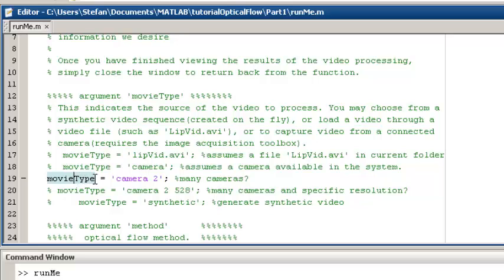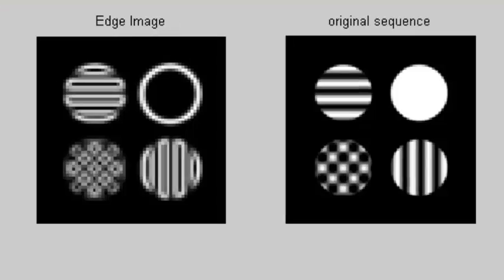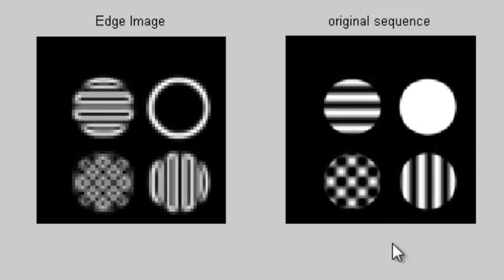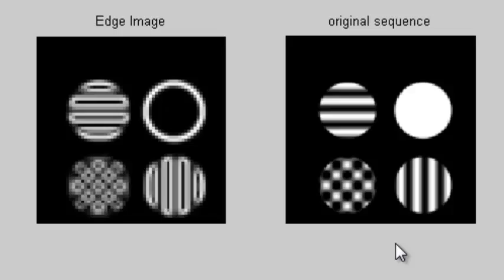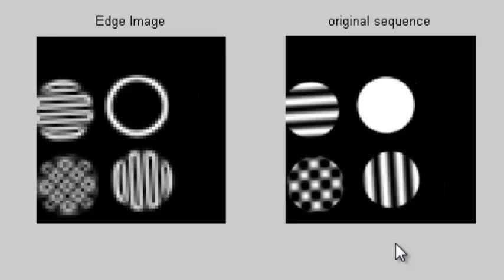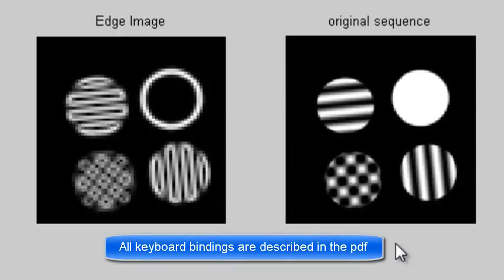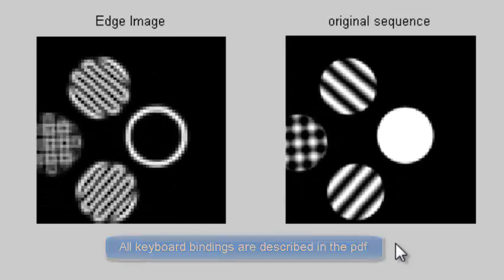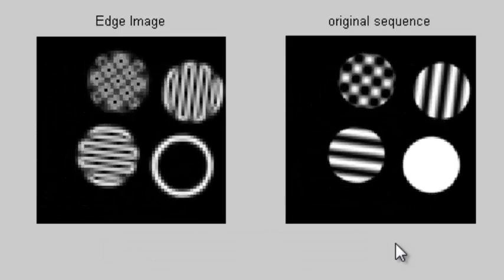You have other types of movie input. You can also use a video. Any kind of video that is supported by MATLAB will work. More interesting now is to check out the synthetic video sequence. The original sequence is here on the right, and we can modify that one in real time using the keyboard keys like left and right. You can also put some rotation on it if you like, and cancel that out like that.